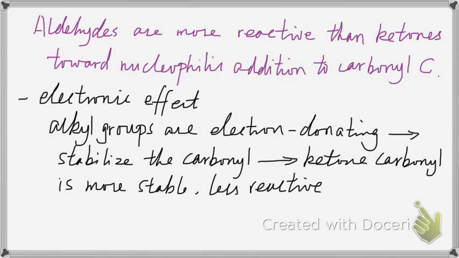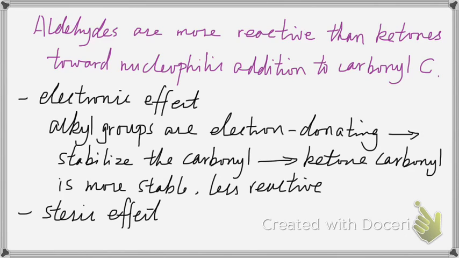While if we have two alkyl groups like in ketones that are electron donating, they can stabilize the partial positive charge on the carbon. It can stabilize the carbonyl, which means the carbonyl is less positive and less reactive toward a nucleophile. So the ketone carbonyl is more stable and less reactive. It will react less.